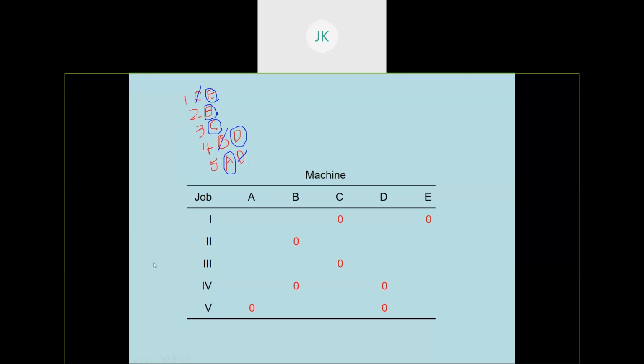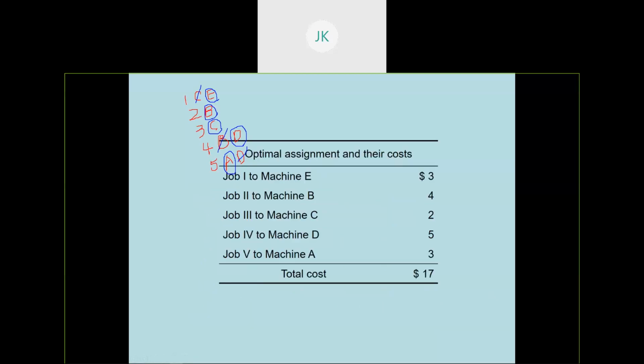And then from the original table, find the cost. If job 1 is assigned to machine E, then $3 cost, 2 to B, $2, 3 to C, $2, 4 to D, $5, 5 to A, $3. So total cost will be $3 plus $4, $2, $5, $3, $17 is the total cost.